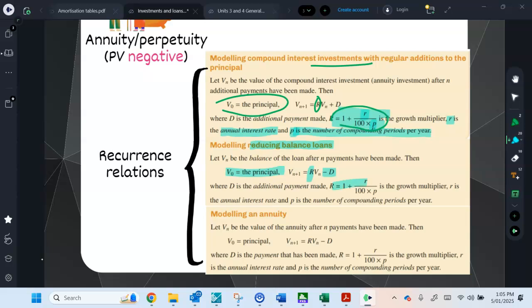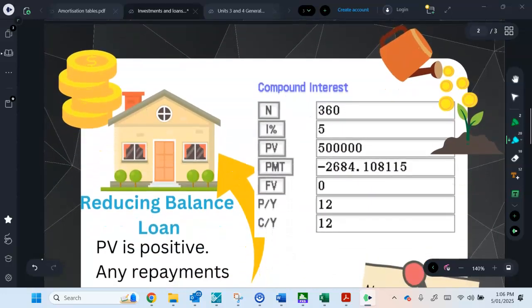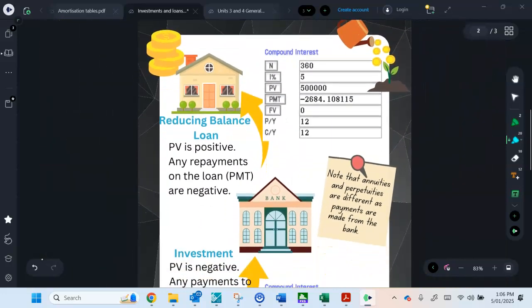All right, so R is still calculated the same way, and lowercase r and P, it's still your annual interest rate, and P is your number of compounding periods. Now, that's your recurrence relations. You do need to understand how they work. We'll look at annuities in a separate video. You don't have rules for these because it's too hard. You can't substitute in a value. Yeah, you need to do the different iterations. So we're just going to be focusing on recurrence relations, basically.